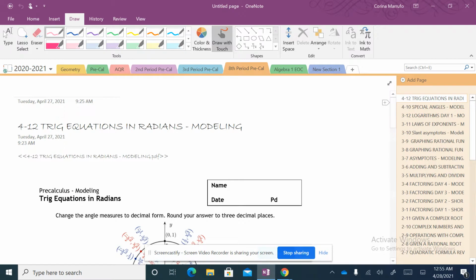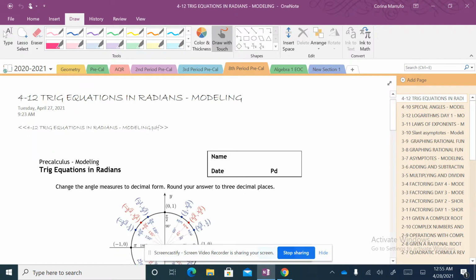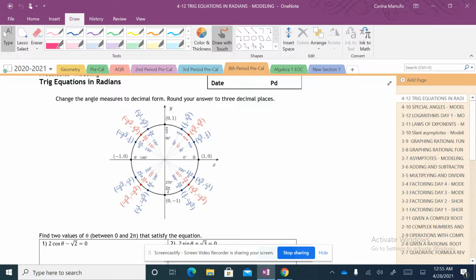So now we're going to be covering trig equations in radians. Here it says change the angle measured to decimal form. Round your answer to the nearest 3 decimal places.